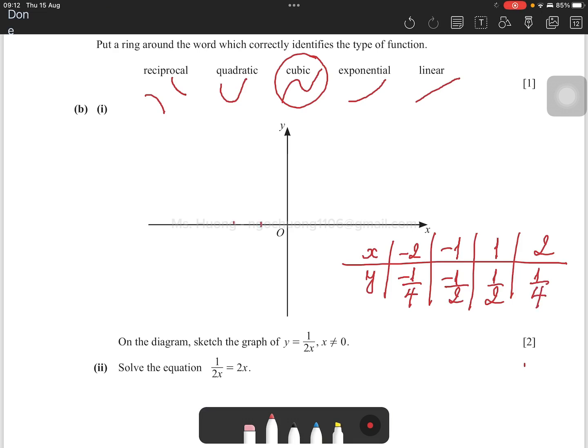So we'll plot these points. Negative 2, negative 1/4 is here. Negative 1, negative 1/2 is here. Then 1, 1/2 it's here. And finally 2, 1/4 is here. So the graph will be like this.